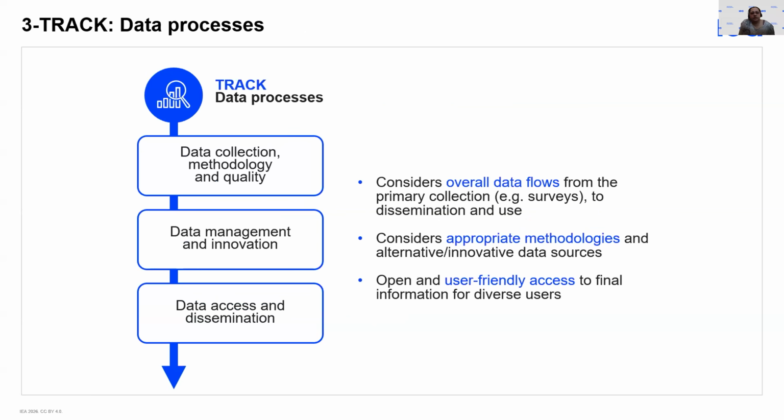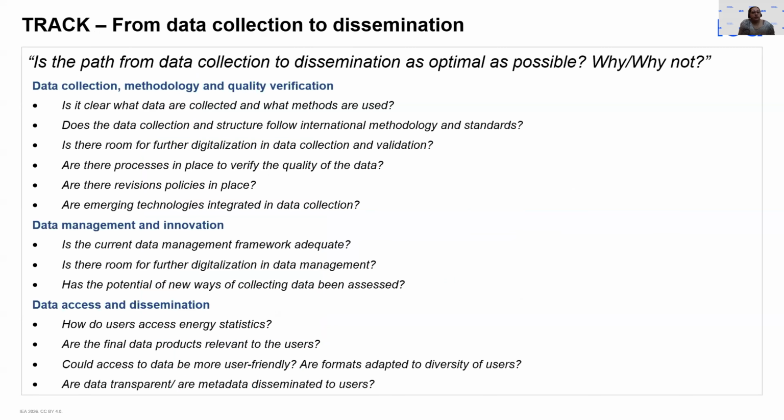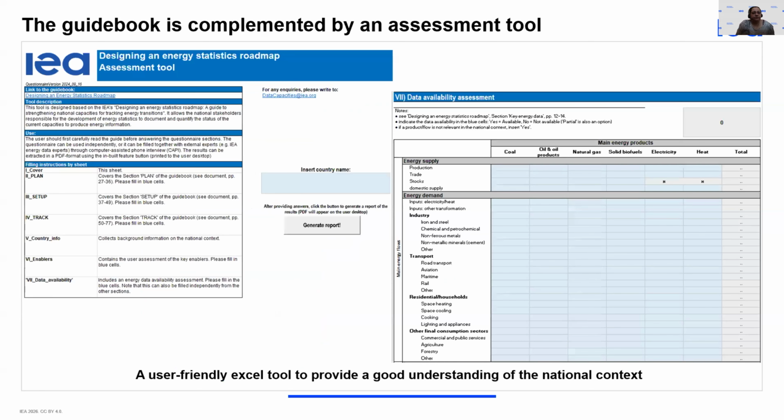Now track. This section focuses on the data itself, from its collection all the way to dissemination. There must be an objective assessment of data collection needs and priorities so that priorities are addressed first. Also, we need to assess if the current data management framework is adequate. Is there room for further digitization in data collection, management, and dissemination? Also, how do users access energy statistics? Could data access be more user-friendly? Are formats, for example, adapted to diverse users? So similar to setup, here also we have guiding questions to support your assessment of the elements within this dimension.